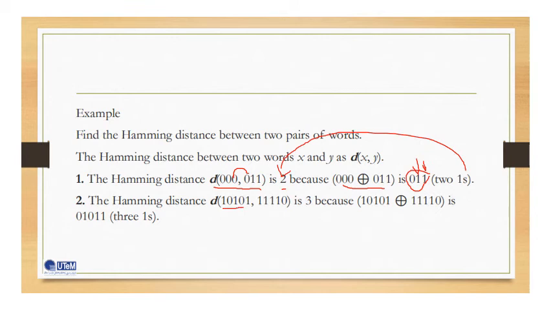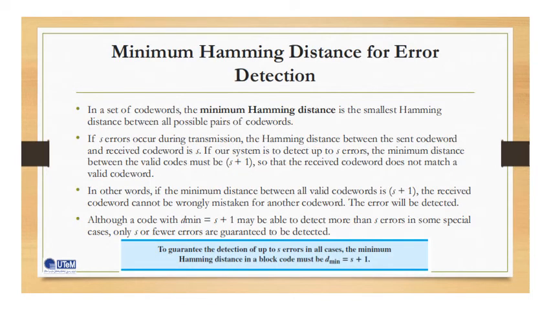Okay, if you compare these 2 words, 1, 2, 3 differences, so the answer is 3. Or you use XOR operation, you get 3 ones. So the answer is 3. The distance must be equal to or greater than 0. Now, minimum Hamming distance for error detection.